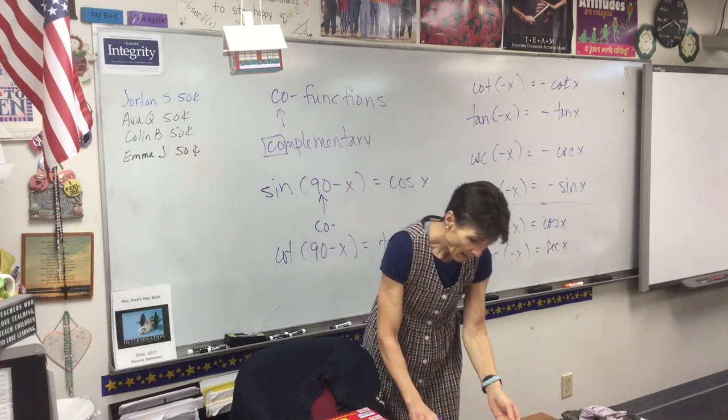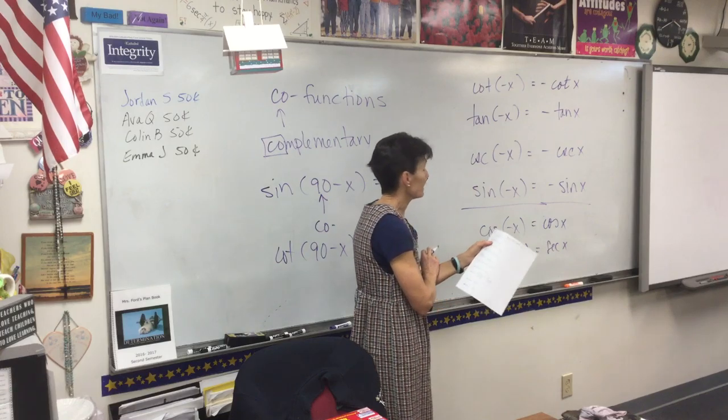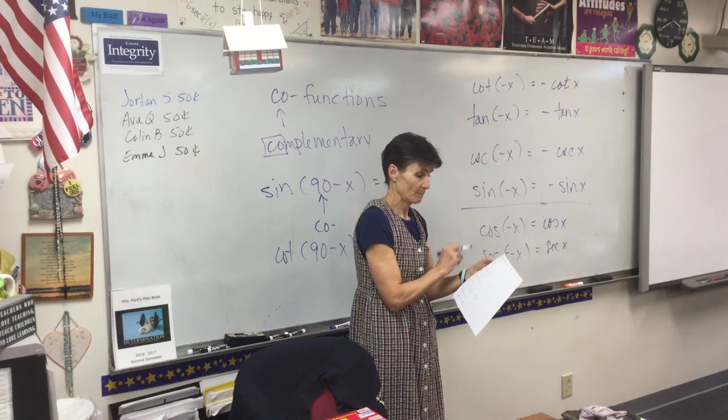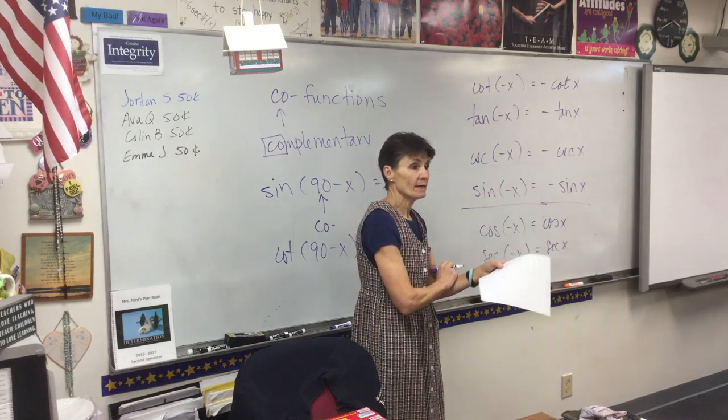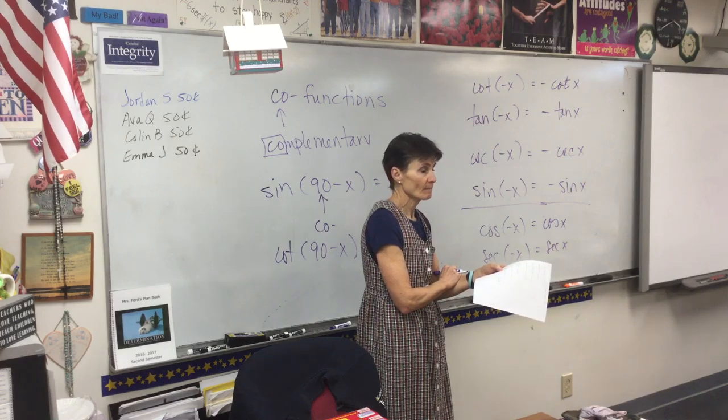So when I look at the second problem on this page, tan negative x is going to be negative tan x. Cosecant negative x is going to be negative cosecant x.